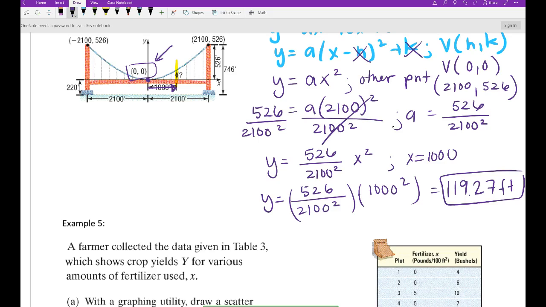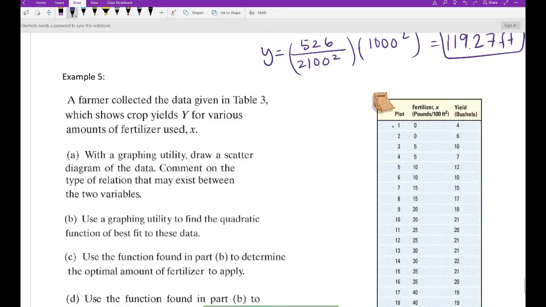Okay. Last problem. Here we go. Another farmer. There's a lot of farmers in here.